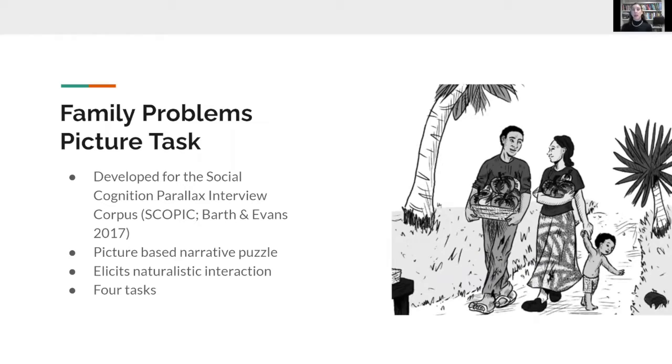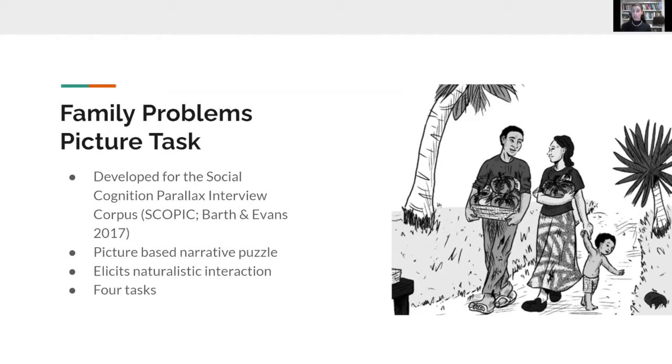The family problems picture task was developed for the social cognition parallax interview corpus, also known as SCOPIC. So SCOPIC is this open-ended, accessible corpus that contains cross-linguistically matched corpus data with really rich annotations. Basically, this task was run in multiple languages all around the world, and it's a similar task that tries to get really naturalistic data. And the annotations are done in a standardized way so that you can make comparisons across these languages. What the task is, it's a picture-based narrative puzzle that elicits naturalistic interactions by asking speakers to complete 4 tasks.